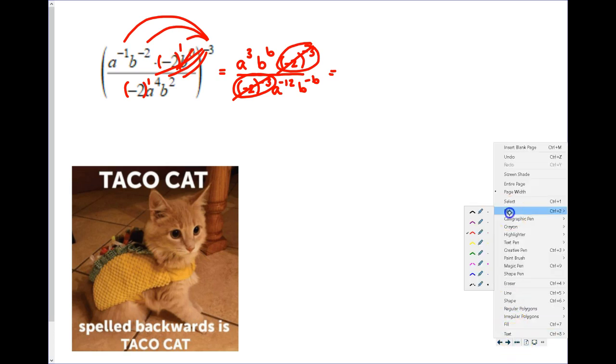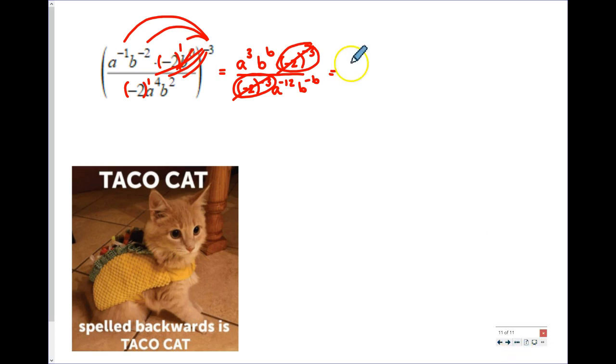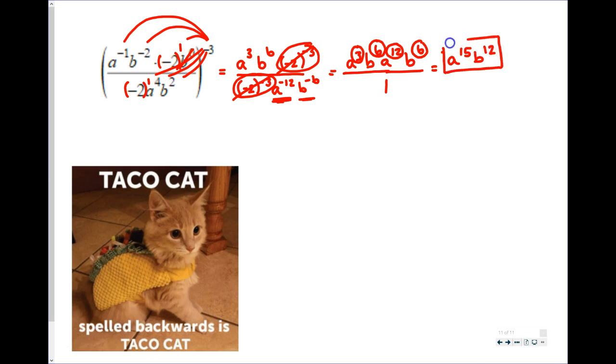Now that that's done, now I just have to think about movement. The a to the 3rd stays, the b to the 6th stays, this a to the negative 12 goes up top and becomes positive 12, and this b to the negative 6 goes up top and becomes positive. And then look, your whole denominator went away, and all you have to do now is add your exponents. 3 plus 12 is 15, so you have a to the 15th, and 6 plus 6 is 12, so your final answer is just this little simple guy.